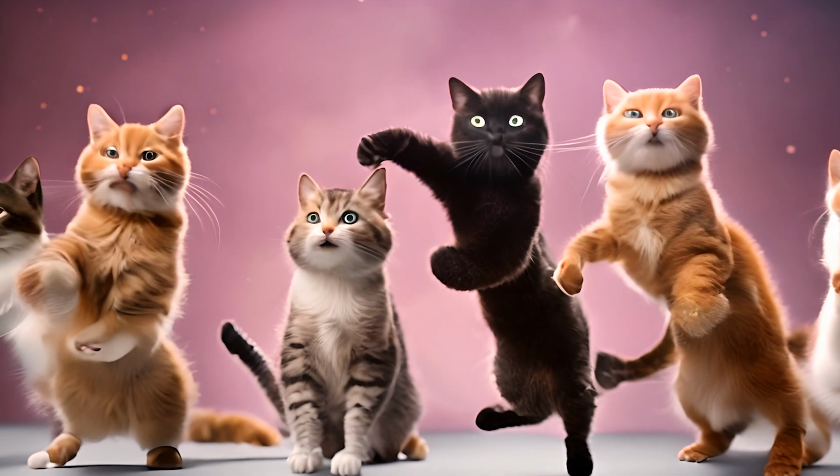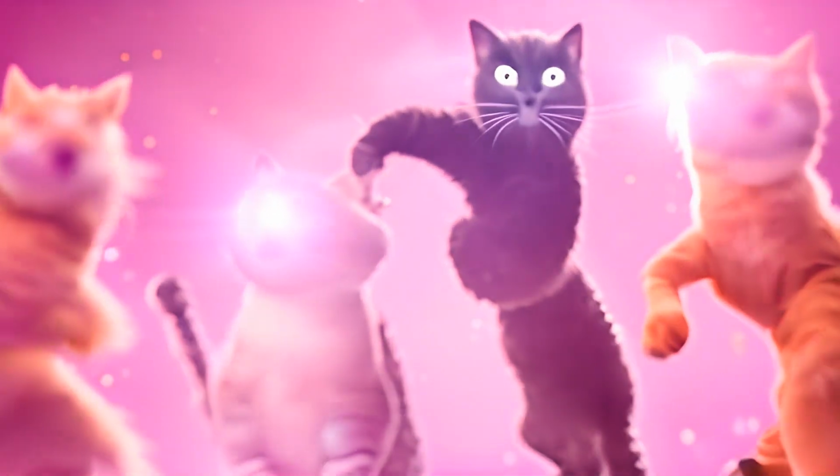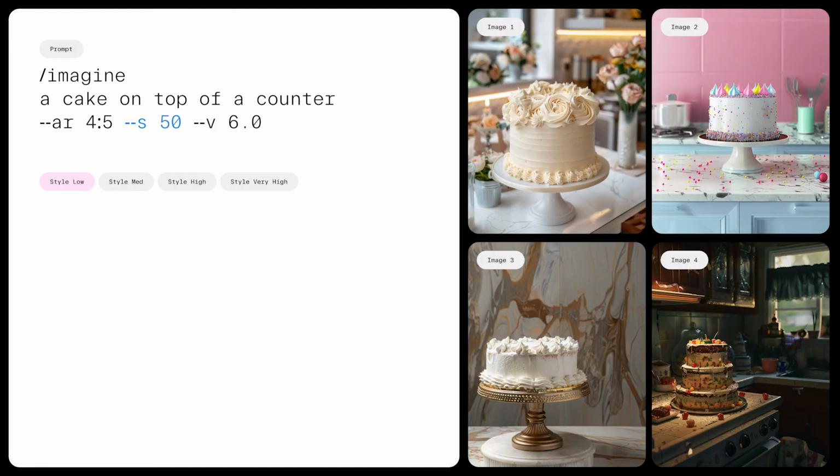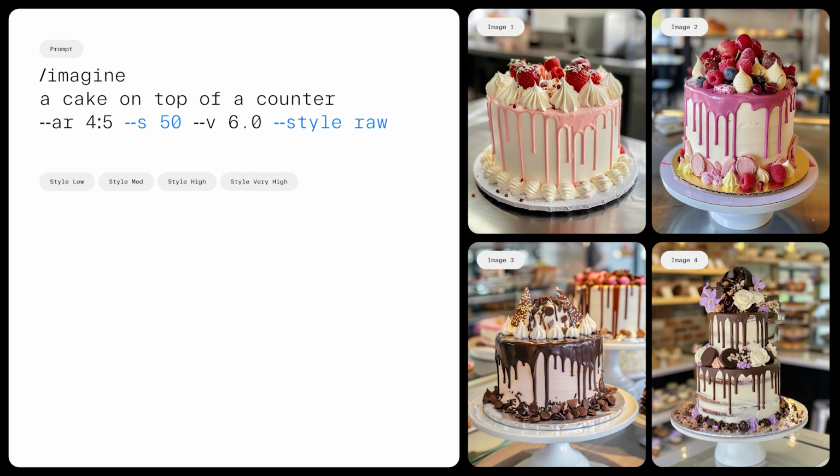We've done a lot of cats, so let's change the subject now and let's imagine a cake on top of a counter with our same parameters. Let's see what we get. And as you can see here, we have 4 images of 4 very different cakes in 4 very different environments. And now if we try Style Raw, our cake is a lot more straightforward and sticking to our prompt a little bit more.